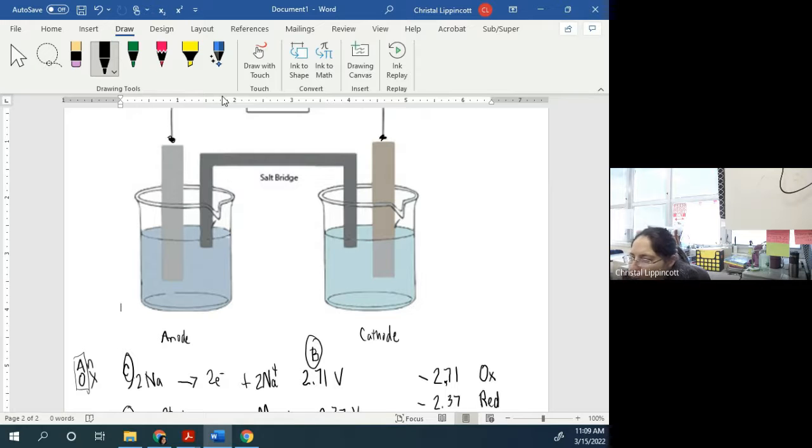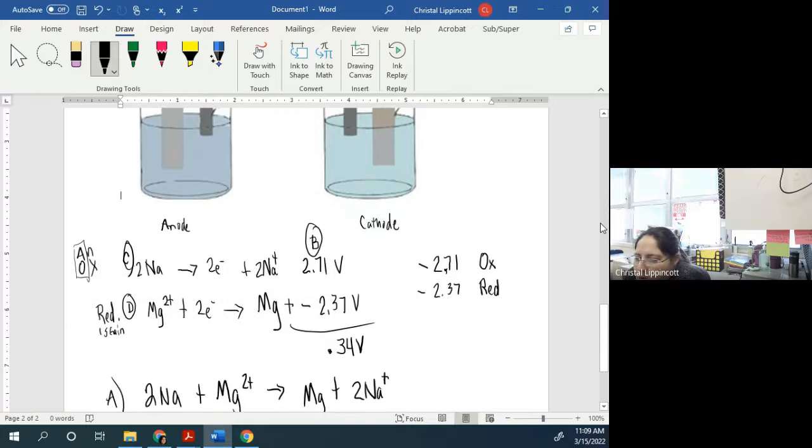And the way you determine which one is going to take place where is that you remember the acronym red cat and an-ox. So oxidation is going to take place at your anode, and your cathode is going to be your reduction.